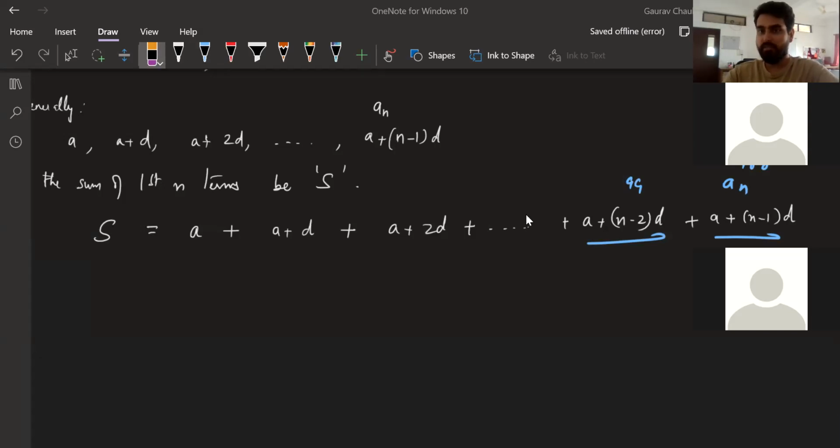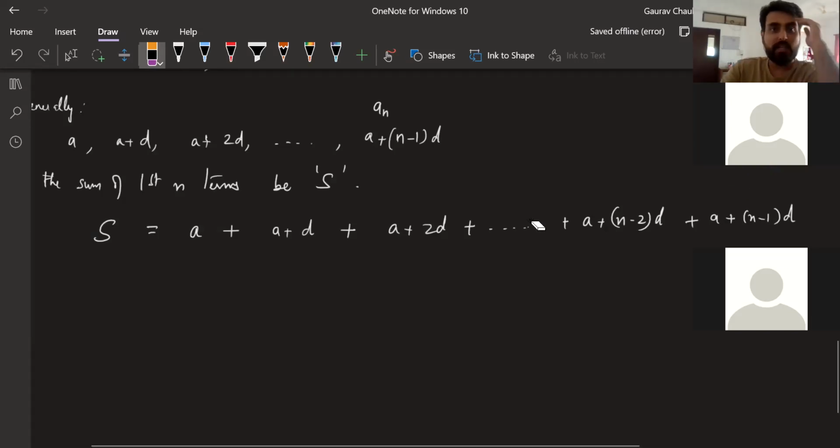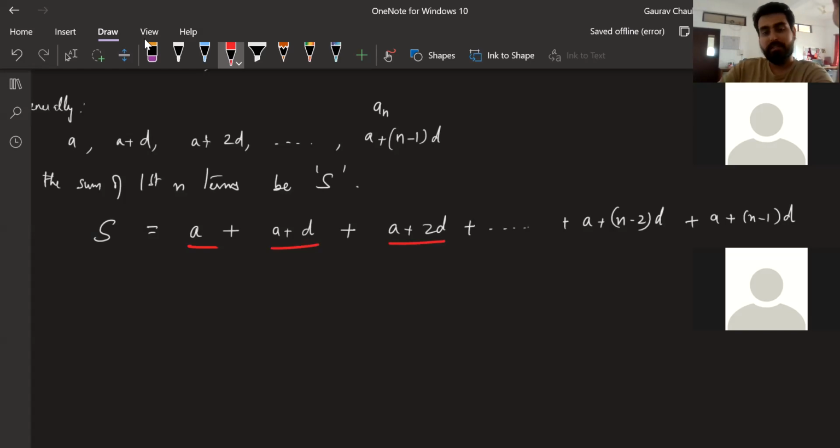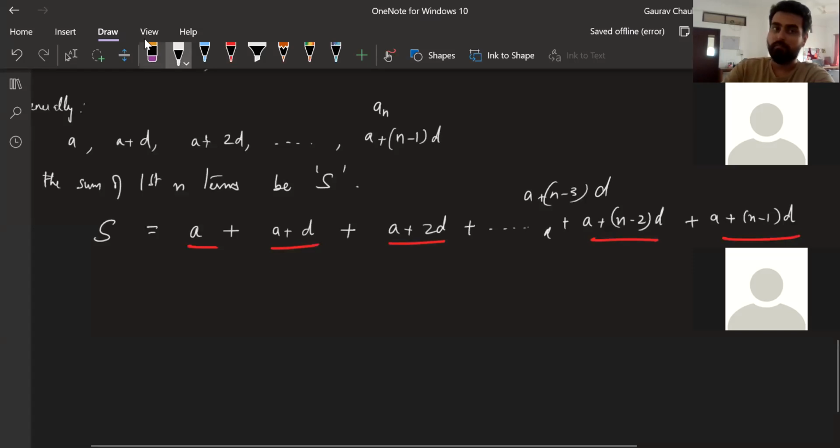Guys, specify in the chat box, please. Basically, I'm adding each term: first term plus second term plus third term and so on till the last second term, last term. If you want to write the last third term, you can write that also. It will be A plus n minus 3D. Everyone following this so far?